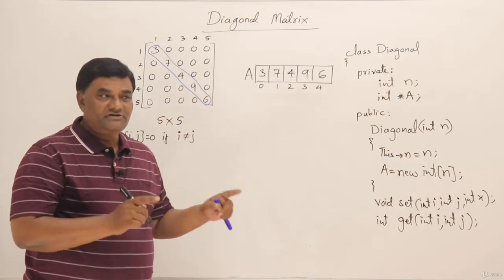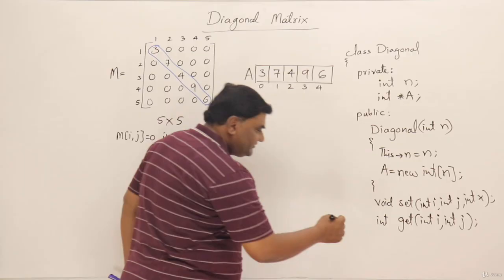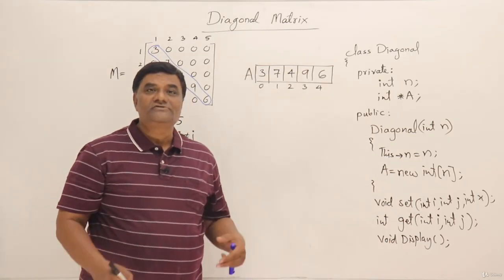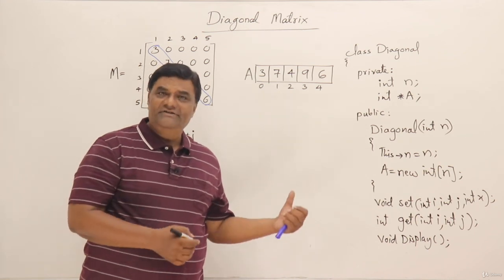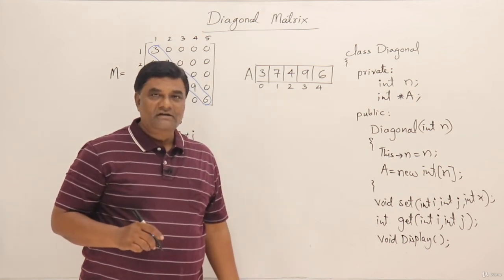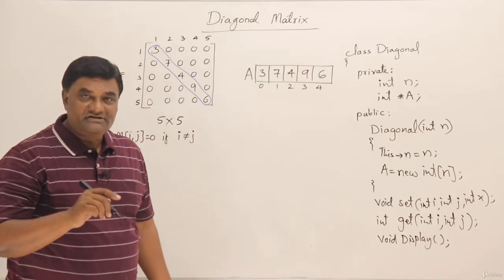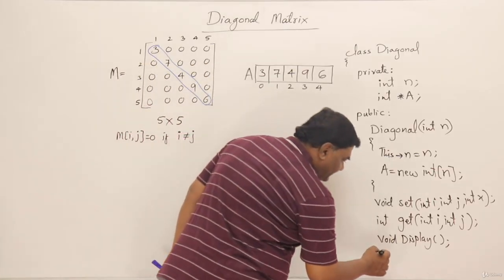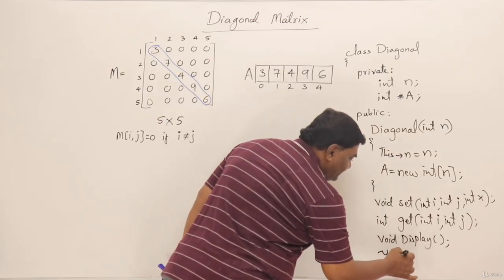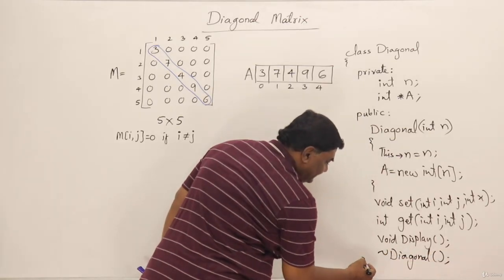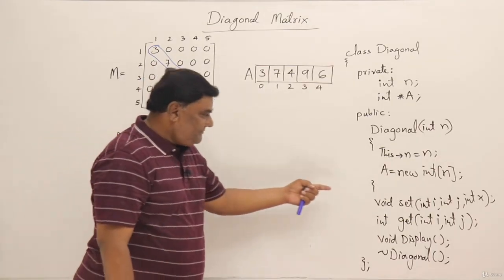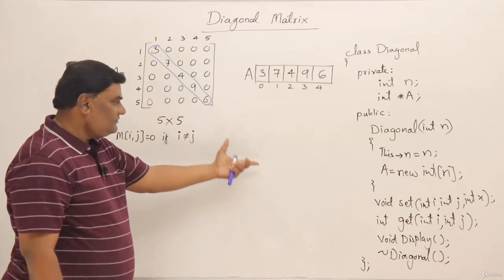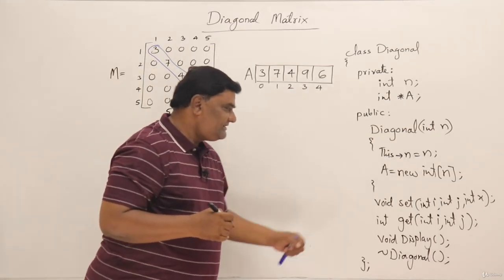Then we will also have one function for displaying a matrix. So I will write a function called void display. Instead of a display function, we can also overload the insertion operator. That I will show you when I write the program. Now the last thing is we should have a destructor for destroying this dynamically created array. So here I should also have a destructor diagonal. That's all, end of the class. Next I will implement these functions outside the class using scope resolution. So here I will write those functions. The first function is set.